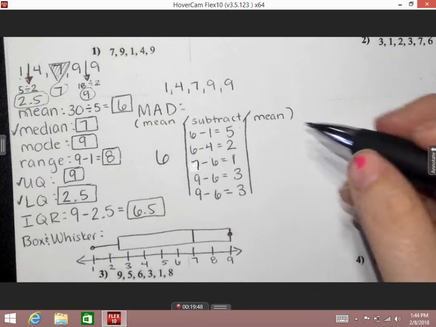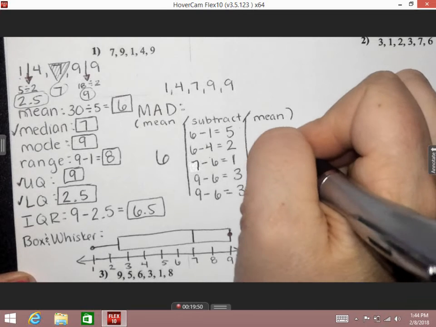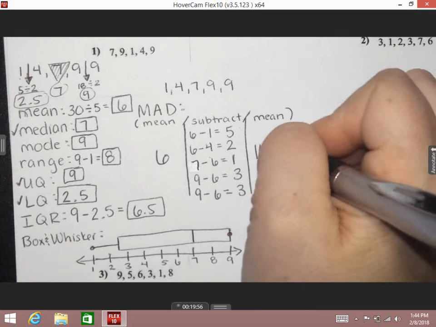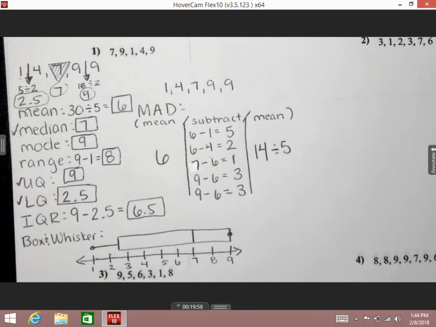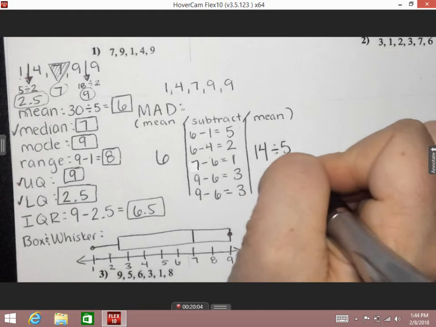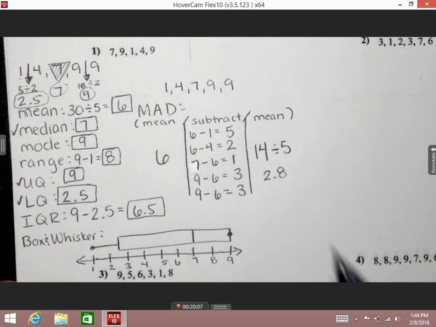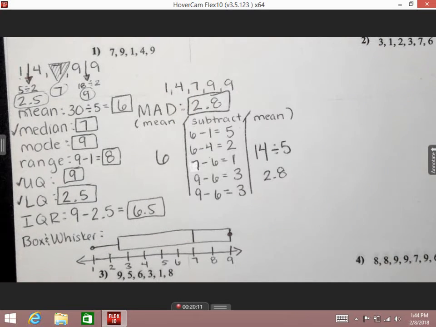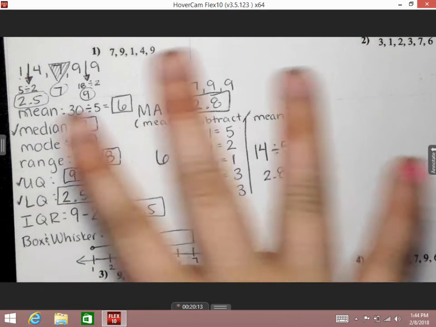Michaela? 14. All right. Now, Natalie, after I get 14, what do I have to do? Divide by 5. Divide it by 5 because there are 5 numbers. And what do we get? Alex? 2.8. So what is my mean absolute deviation? 2.8. Okay? We just set up the first one.